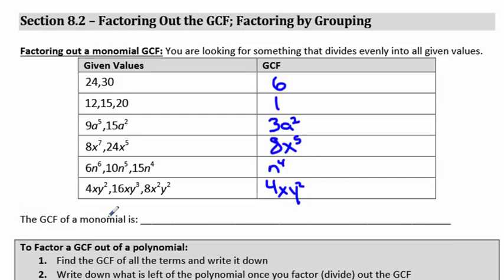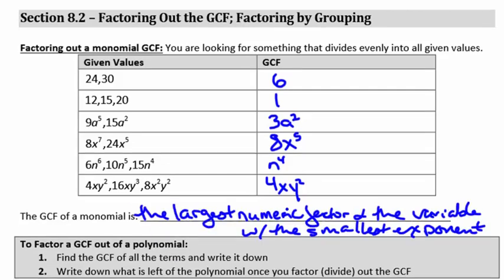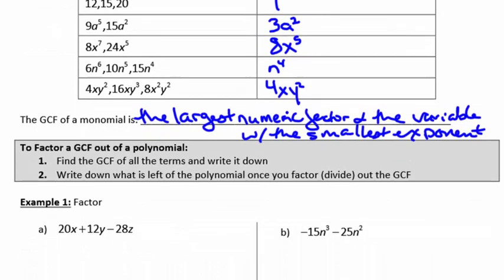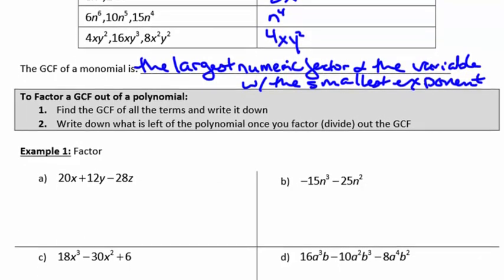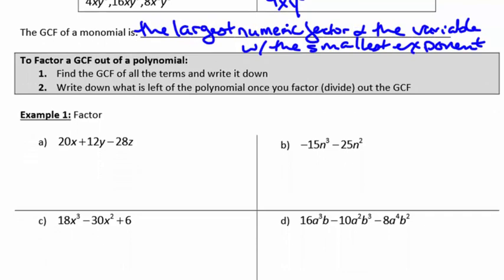The greatest common factor of a monomial is the largest number that divides evenly in, and the smallest exponent on any of the variable components. To factor out the greatest common factor of a polynomial, we would first want to find the greatest common factor, then divide it out of each of the parts of the polynomial.